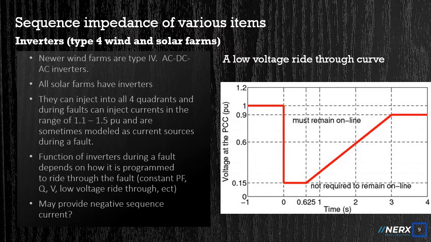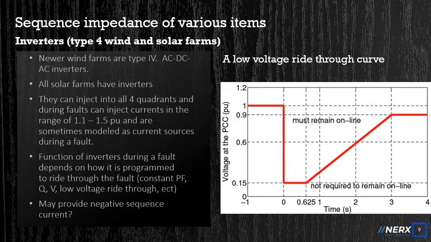Often the limitation on the contribution of inverter fault current to a fault is a thermal limitation and in the range of 1.1 to 1.5 per unit. Some regions have low voltage ride-through curves, which are used to determine how long the solar or wind farm is required to contribute fault current to a fault before shutting down.